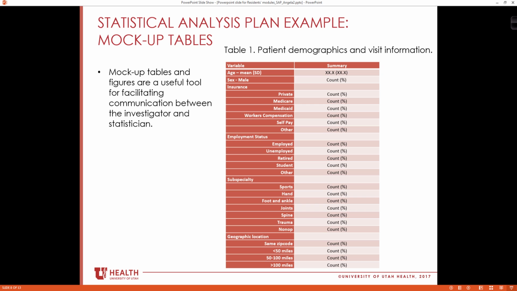This is an example of a Table 1, a patient demographics and visit information table. And in this table, you'll see we have age, sex, insurance, employment status, subspecialty, and geographic location.